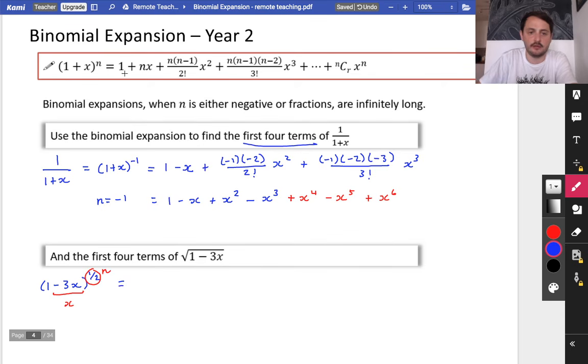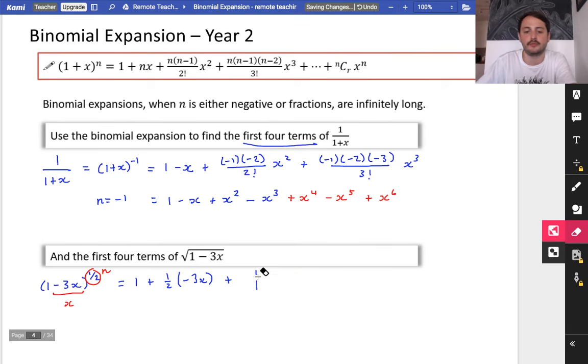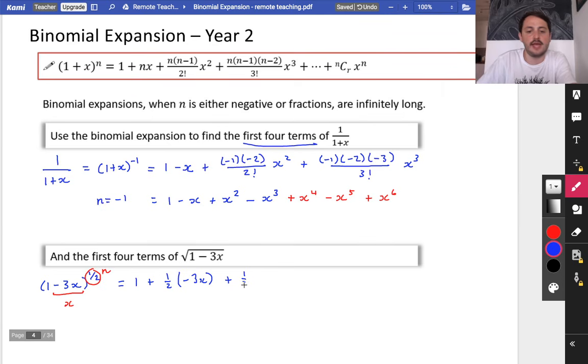I can see that it goes to begin with. It's always got that 1 at the beginning. So it's 1 plus n, which is a half, and x, which is minus 3x. Now my next bit is going to be n multiplied by n minus 1 over 2 factorial. Now, a half minus 1 is minus a half. Now, 2 factorial is just 2, so you don't really need to worry about that much.